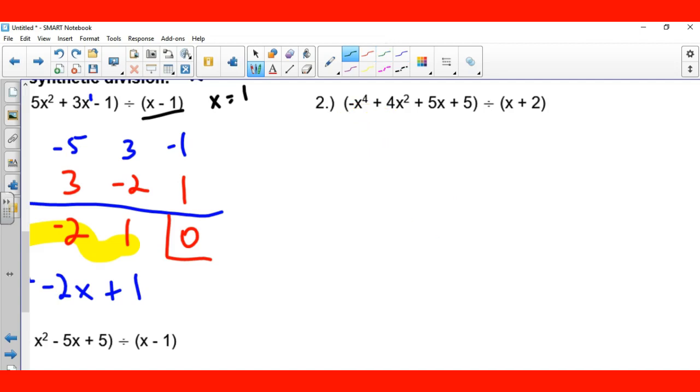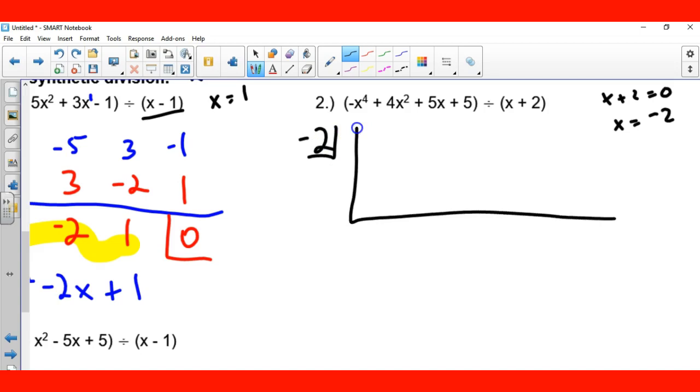Let's see here. x plus 2. So we take x plus 2, set it equal to 0 and solve it. You get x equals -2. That's going to go in this box here. Now I write out my coefficients.